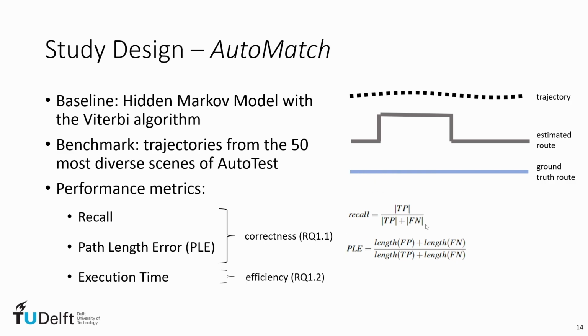The path length error is defined as the amount of wrongly added length of lane. So the wrongly added length of lane in this case would be this detour, plus the amount of wrongly subtracted length of lane. The wrongly subtracted length of lane would be this little piece here, because it's present in the ground truth, but it's not present here. And that's divided by the total length of the ground truth plus the amount of wrongly subtracted length of lane.